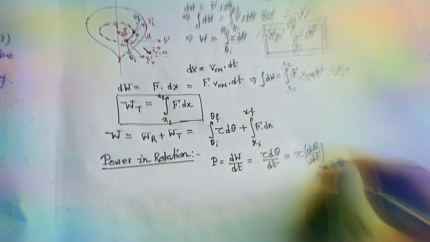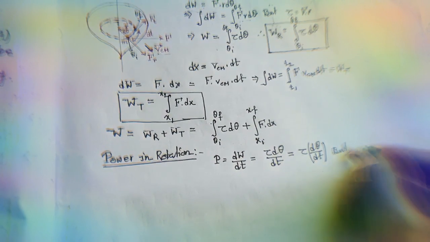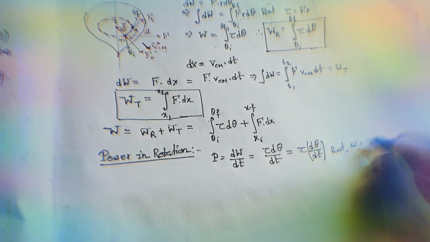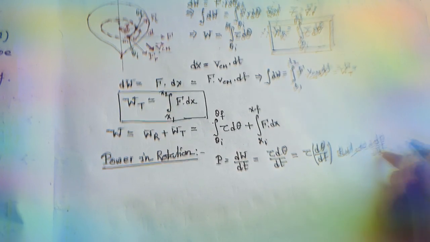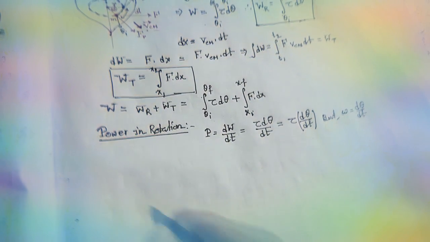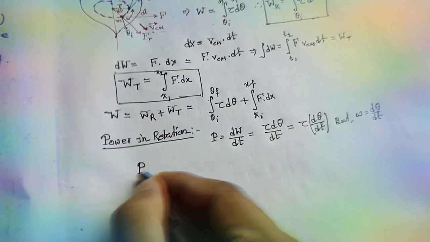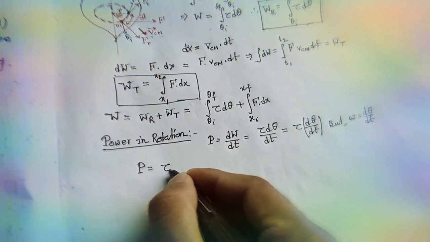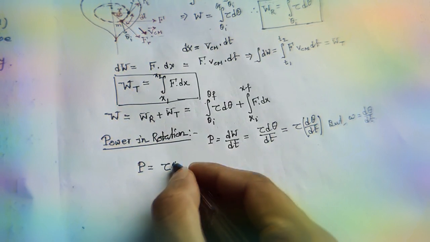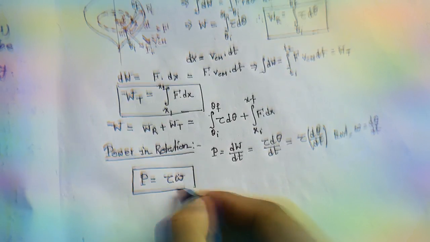From the definition of angular velocity, we know angular velocity omega equals d theta with respect to dt. So we can write the power of the system or the rigid body as tau into omega. So this is the equation for finding the power of the rigid body.